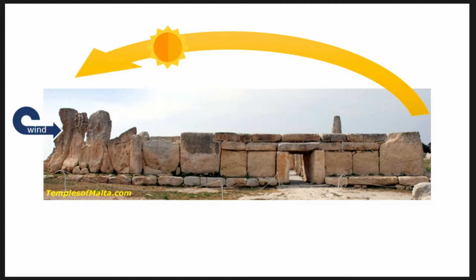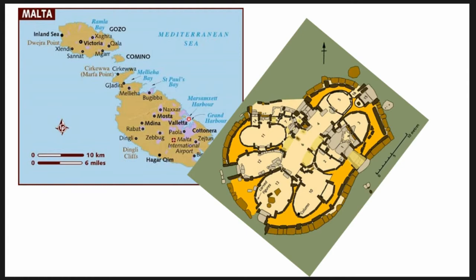The question, of course, in our case is how do you do it mathematically? How do you actually recalculate it? So that's the same view, and you can see that if Haga Qim is here, the site that's actually exposed to the wind from the sea is over here. That's where all the material deteriorates.